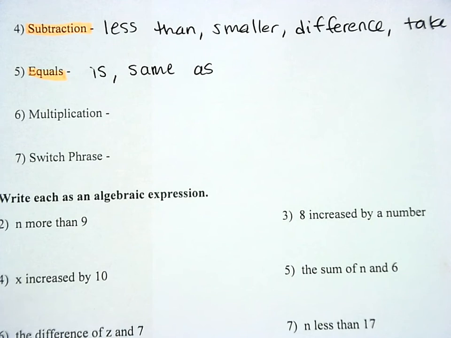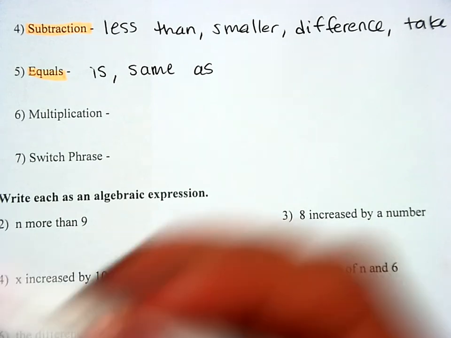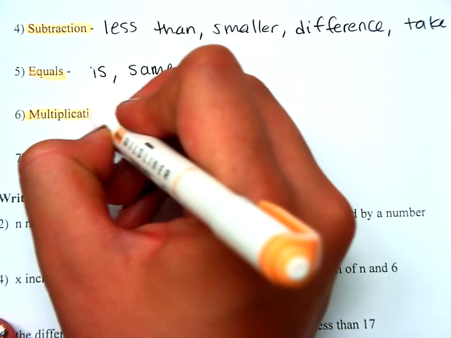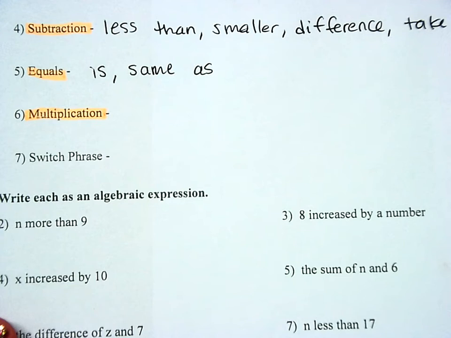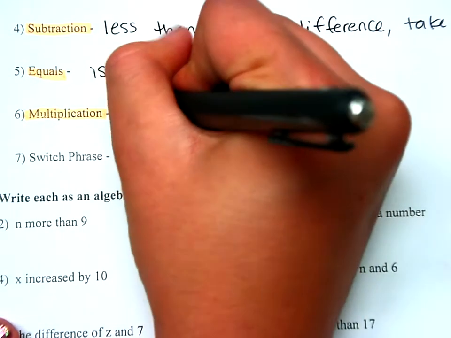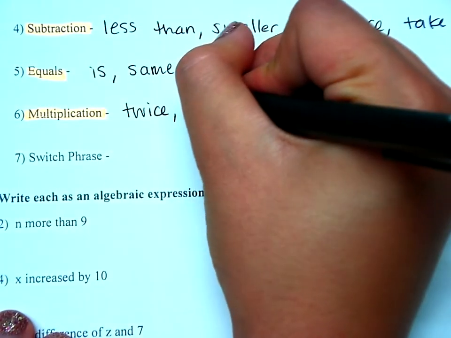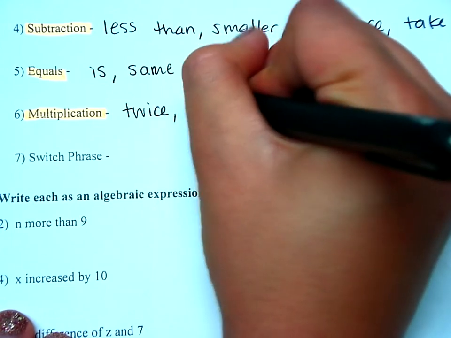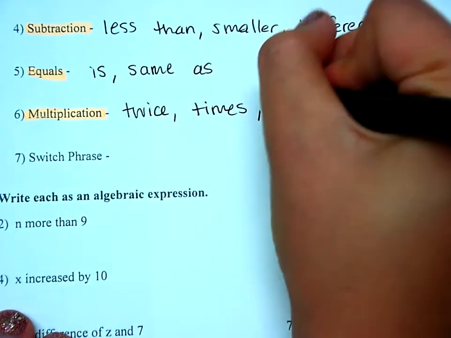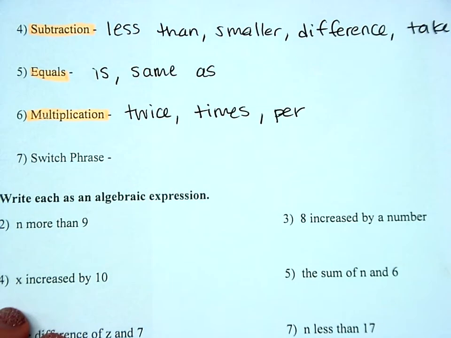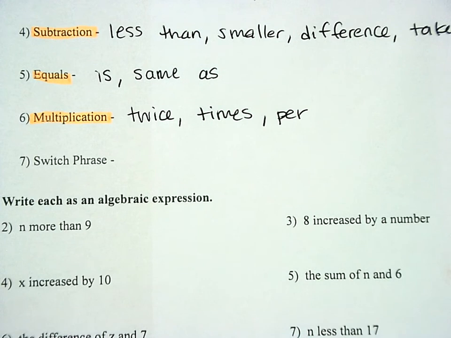Okay, and then last one for the operations is multiplication. Again, this one we're going to see a lot. And for this one, we might see the word twice, maybe 3 times. So the word times, per. So if you make $75 per hour, that means you are taking 75 and multiplying by the number of hours. So that's multiplication.